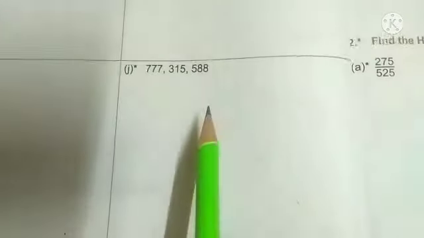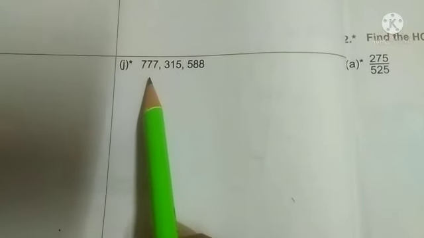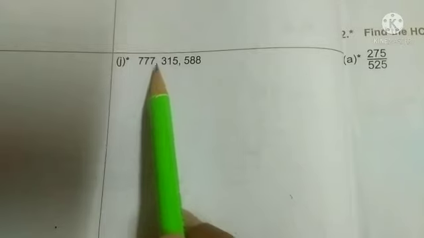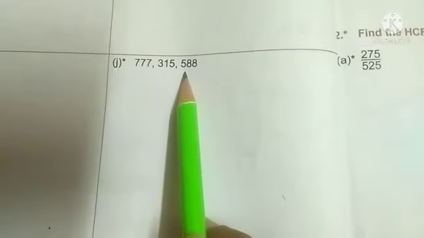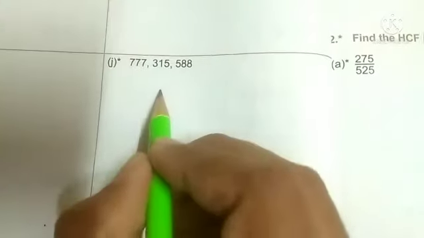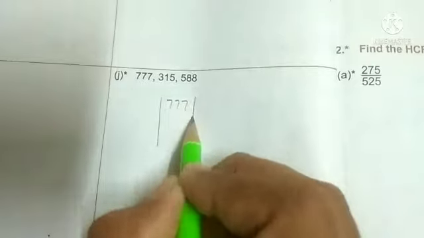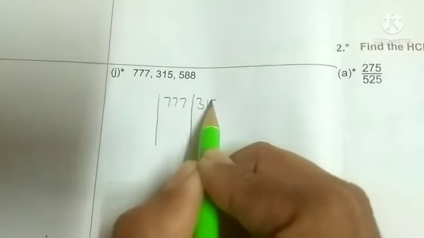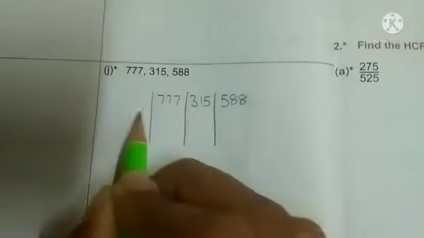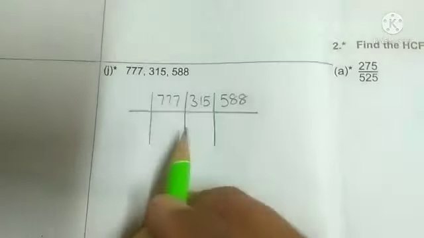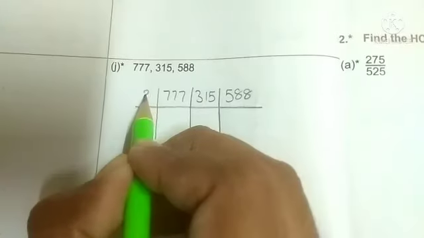Now let's see how we are going to find out the HCF of 777, 315 and 588. So first we will write down 777, then 315, then 588. Now all the three numbers are divisible by which number? Can you tell me? Yes, it is divisible by 3.